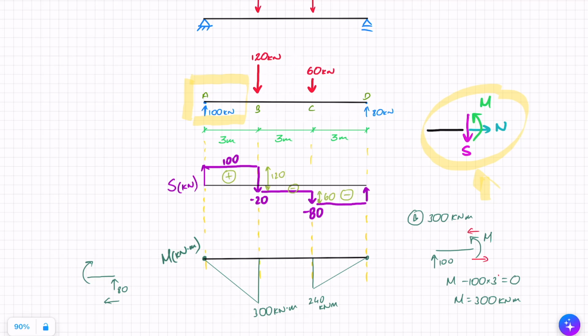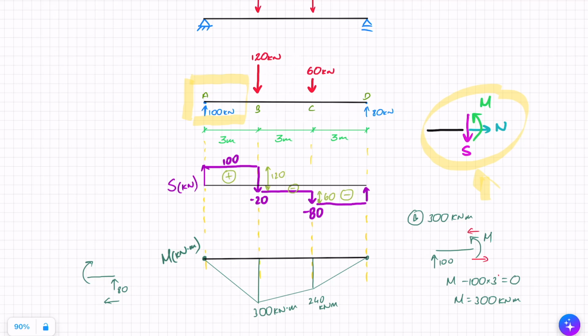Now there can't be a jump in moment. You will only ever get a jump in moment when you have a concentrated moment. Other than that, you will never get a jump in moment, and therefore I need to meet between 300 and 240 with a straight line. And that's it. I've found the bending moment diagram with very minimal calculations, just to double check the side I need to draw on.